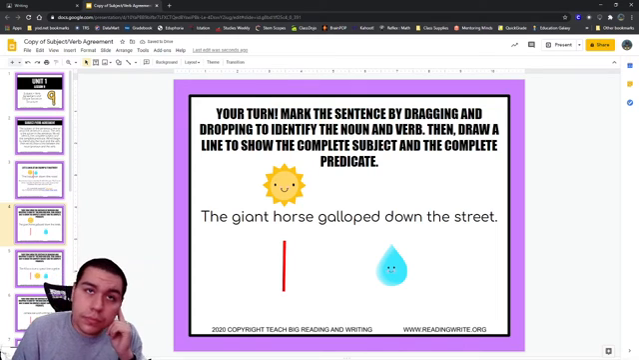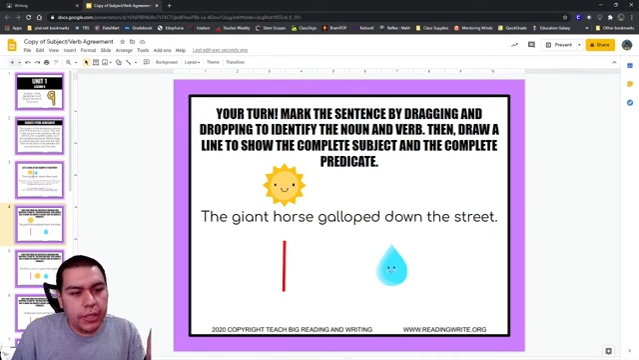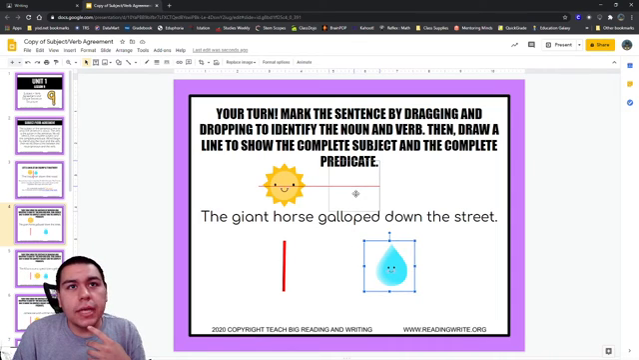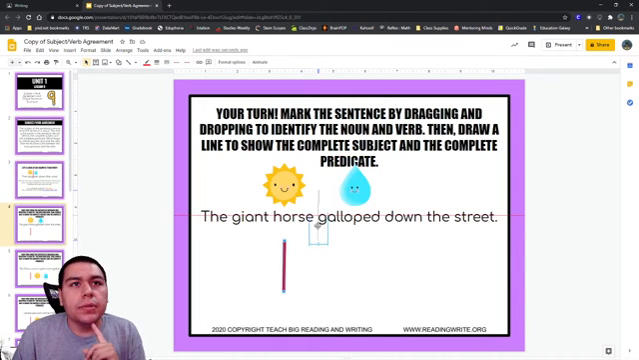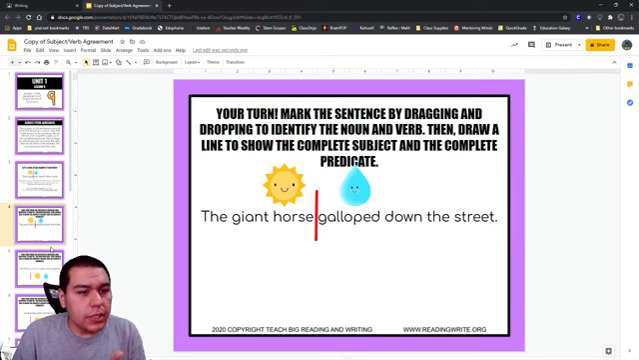Giant horse. Okay. Now I need my predicate, my verb. What is that horse doing? Or what's happening to the horse? Haley? It's galloping. So it's gallop. Well, it says galloped, but you're right. It was galloping. So then I can put my line here between giant horse and galloped. Again, we're going to keep working together for this part.